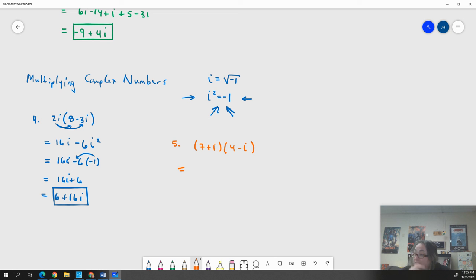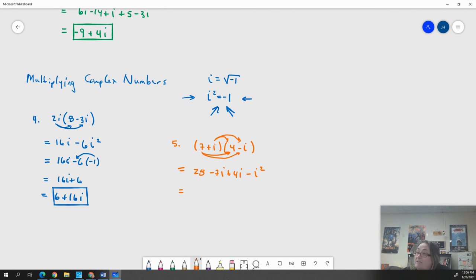So let's look at what happens here. I'd go 7 times 4, and I would get 28. And then I would go 7 times -i, which is -7i. And I've played that 7 out. I multiplied it times both pieces. So I'm going to move on to the next component, which is i times 4. So I have plus 4i. And I have i times -i, which is -i squared.